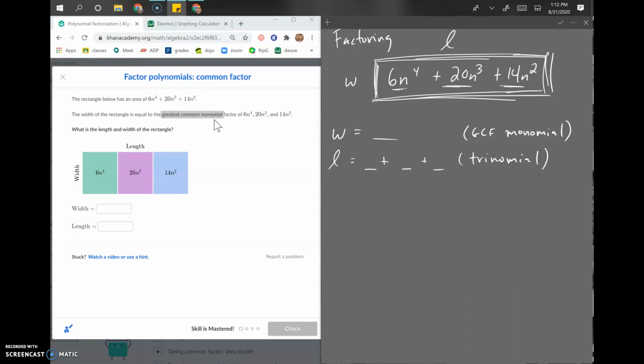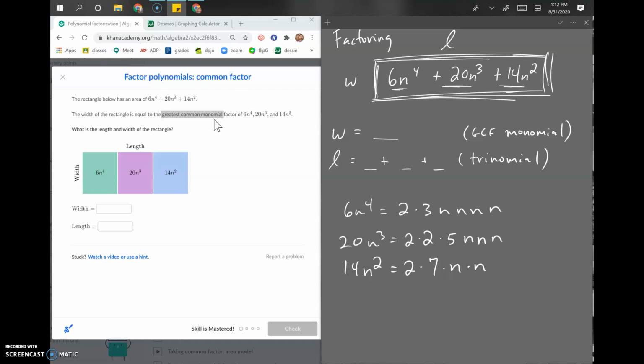Alright, the very first thing we're going to do here is find the greatest common factor of those three numbers. So 6, 20, and 14. If we factor them out, for 6n to the 4th, we get 2 times 3 times n times n times n times n. For 20n to the third, we get 2 times 2 times 5 times n times n times n. And for 14n squared, we factor this all the way out to its prime factors. We get 2 times 7 times n times n. Cool? So this is how we factor them all out to their prime factors.